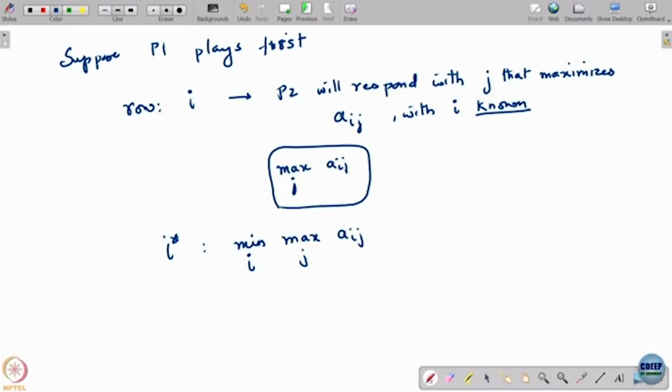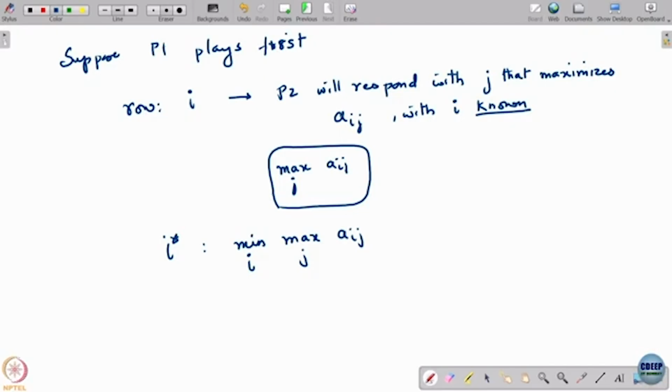What this also means is that it is a strategy in which if the player played it... why am I saying that this is in fact the right solution for this problem? Because you can think of it this way: if player 1 plays I star, then he is guaranteed that he will not come back with any regret.